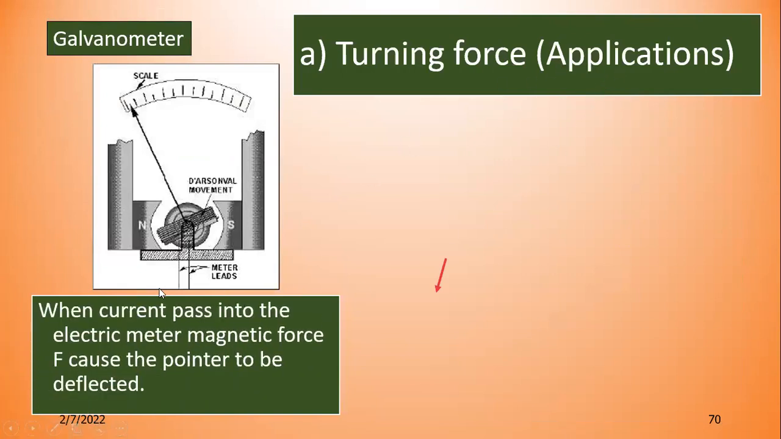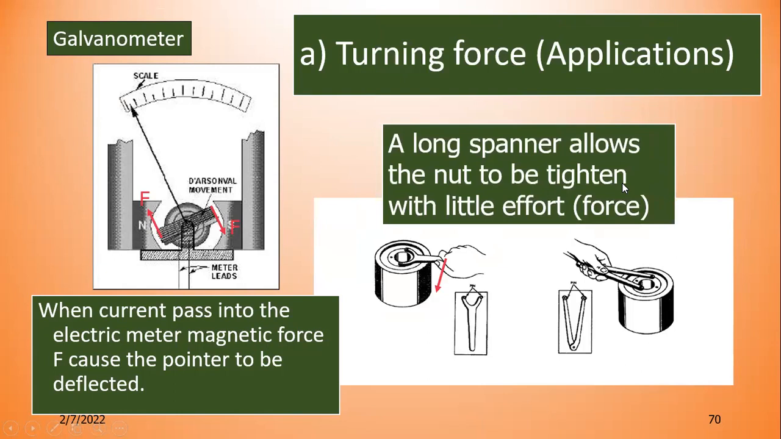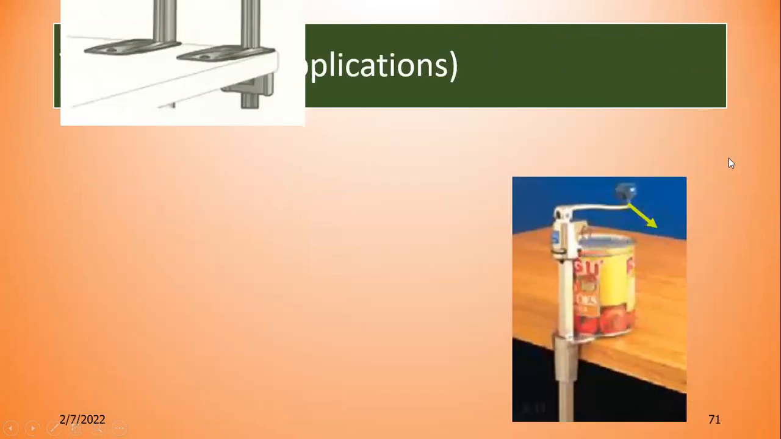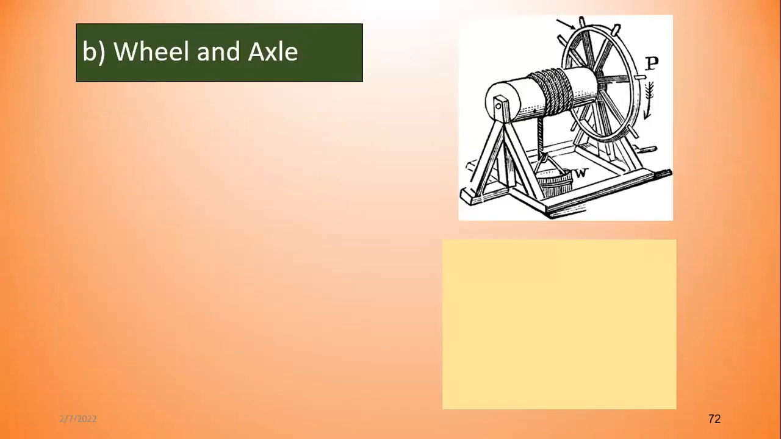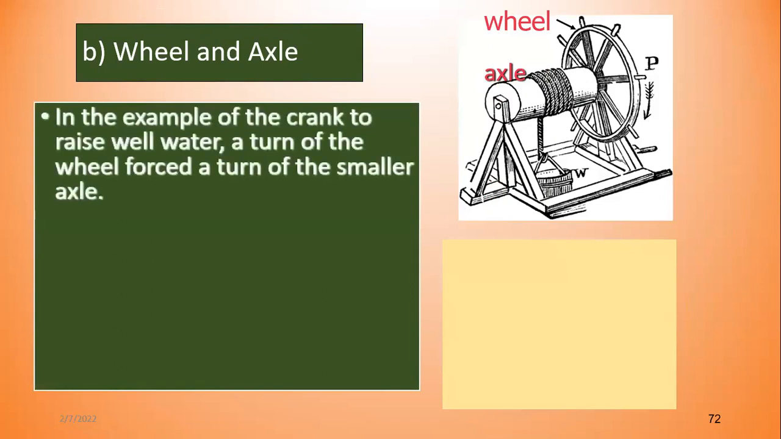There are uses here. An application is where you pass a current through a meter, and there will be forces turning the coil. Or tightening the nut: a long spanner makes life easier. A can opener has a long handle that allows a small force, or effort, to open the can. Or this one you can find in some rural areas. You don't see it in town anymore.